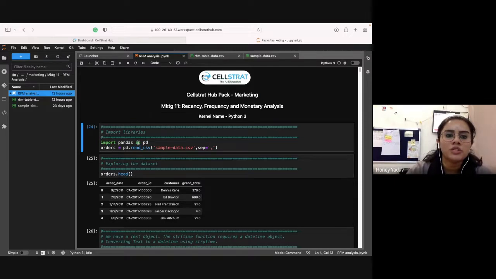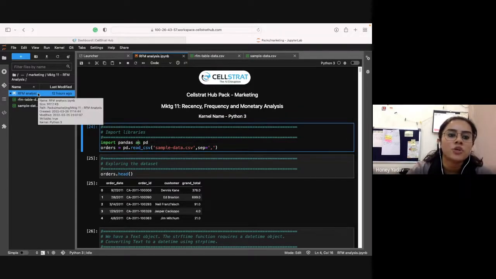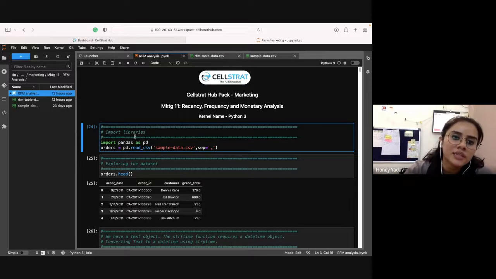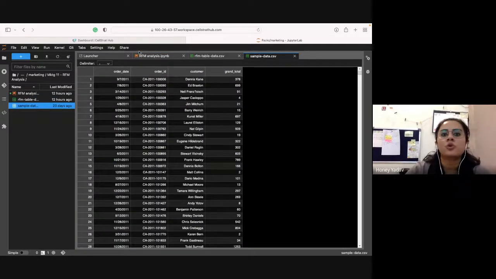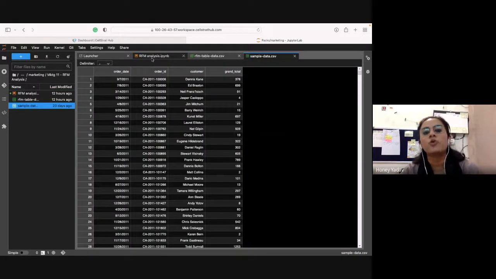So I suppose we can start with the implementation of the model. Everyone shall open this RFM analysis module. One thing we are seeing is that with the CellStrat platform, what I like is the fact that the only thing I require is the data set. I have the model that is prepared, and now I really want the data set where I need to build insight.